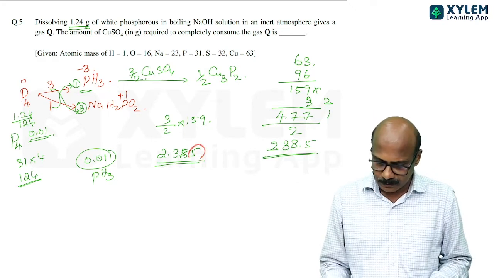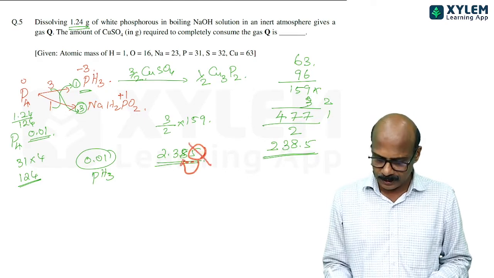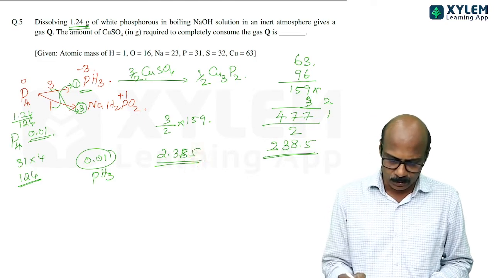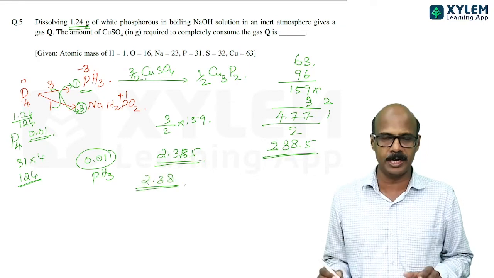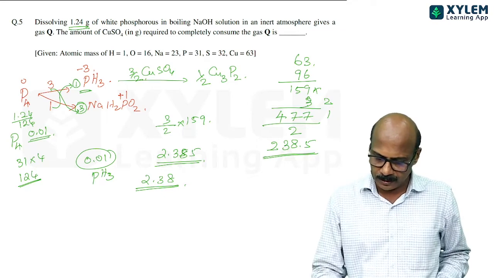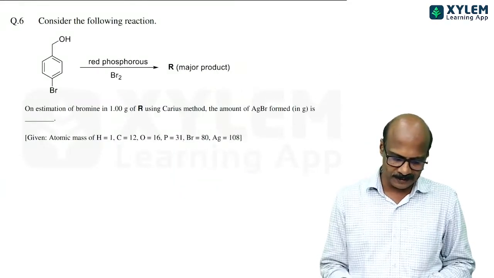The third digit is 5, but the preceding number is an even number. So you can simply drop the 5. So the final answer is reported as 2.38 gram. So the answer finally obtained is 2.38. Now let me introduce the next question.